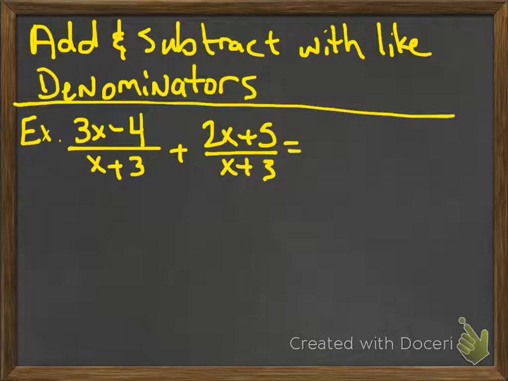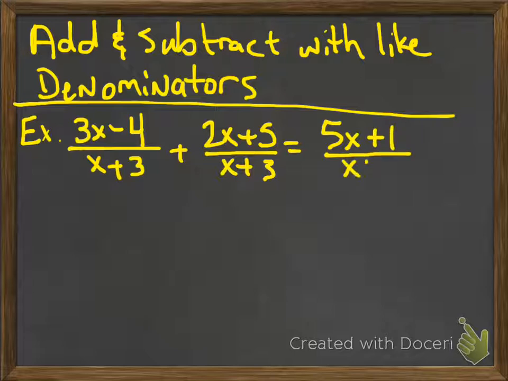3x minus 4 over x plus 3 plus 2x plus 5 over x plus 3. Since they have the same denominator, remember when you add two rational expressions or two fractions, you do nothing with the denominator. You're just making sure they have the same denominator, then you add or subtract the numerators. So here, 3x plus 2x is 5x, and negative 4 plus 5 is going to be positive 1.